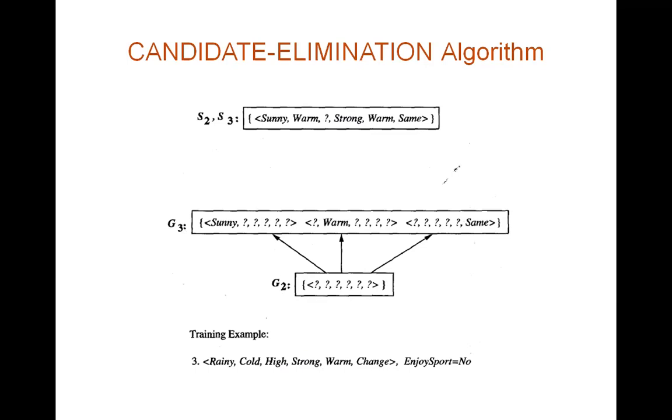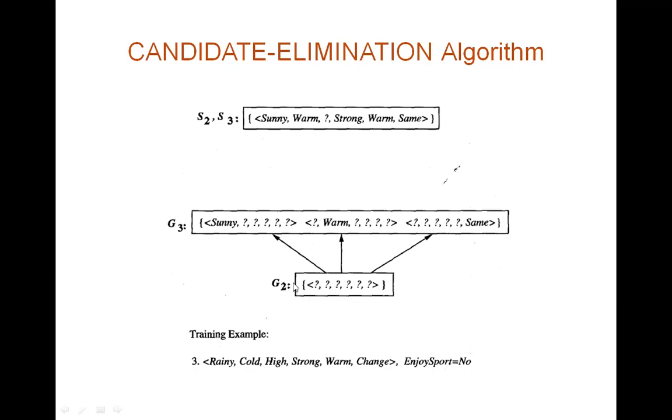G2 will change to G3. And it is saying rainy. I don't want rainy. It has to be sunny. This has to be warm. And this field has to be same. These three hypotheses will say that enjoy sport is false.